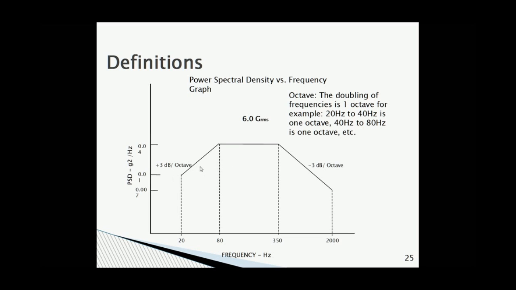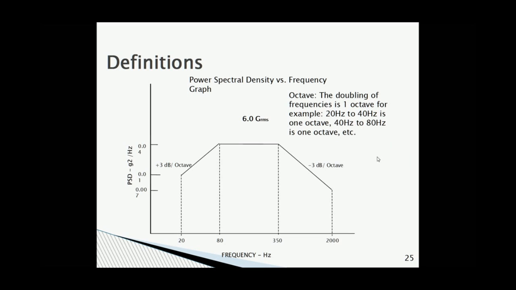So this slope means the amplitude is increasing at 3 dB per octave. So the level of your amplitude, the intensity, is increasing by 3 dB for every octave for this profile. And once again, here's your 6 GRMS. So the total acceleration content for this profile is 6 GRMS, which of course is the area under the curve of your spectral random line.